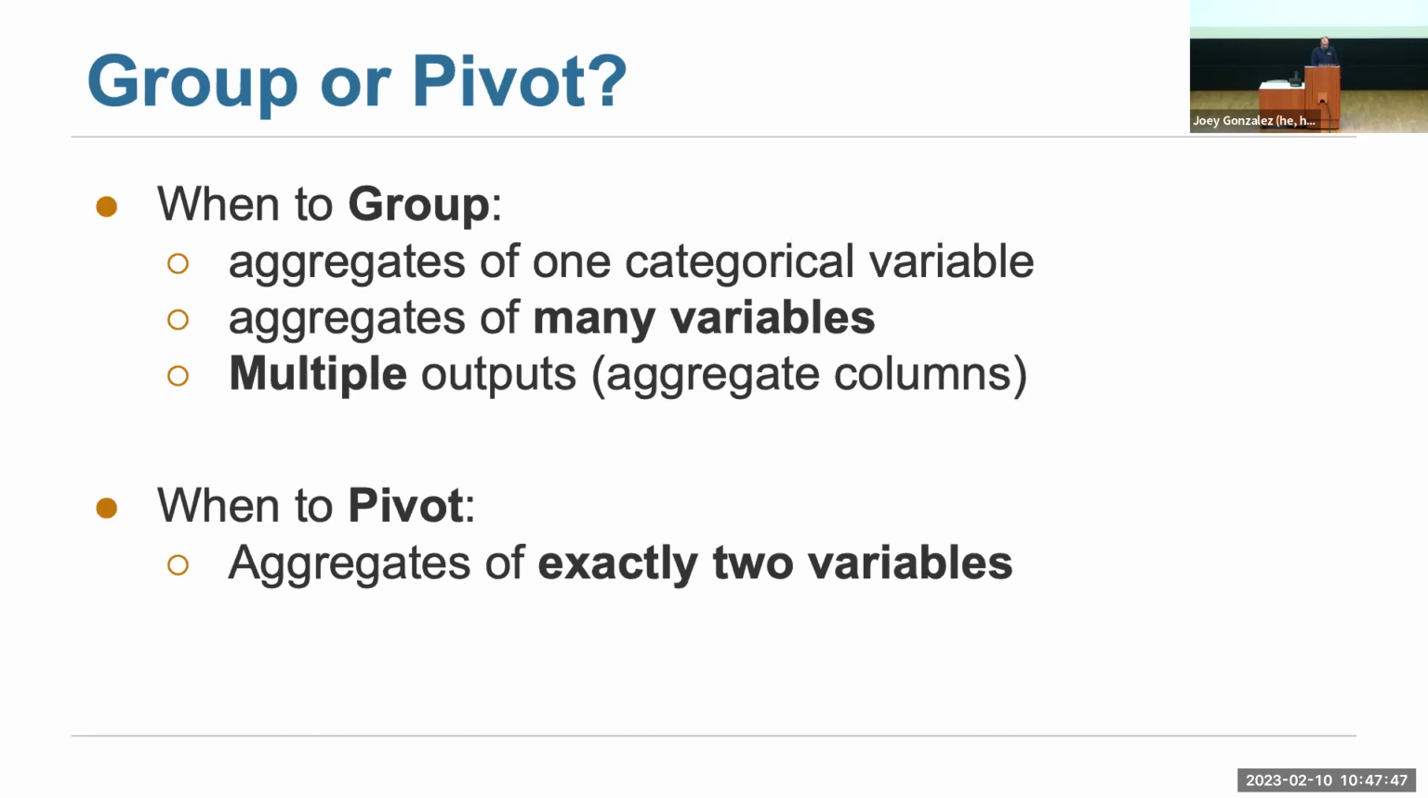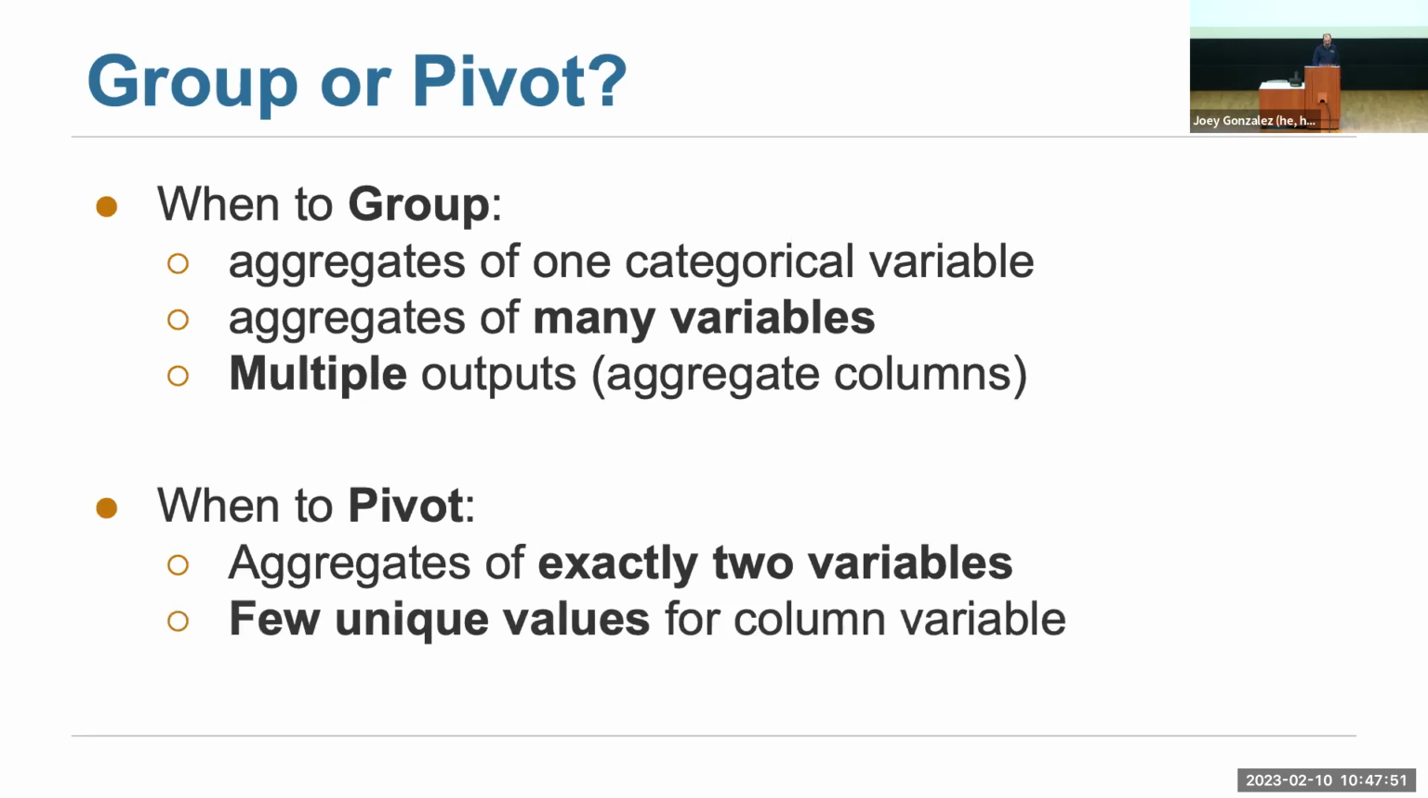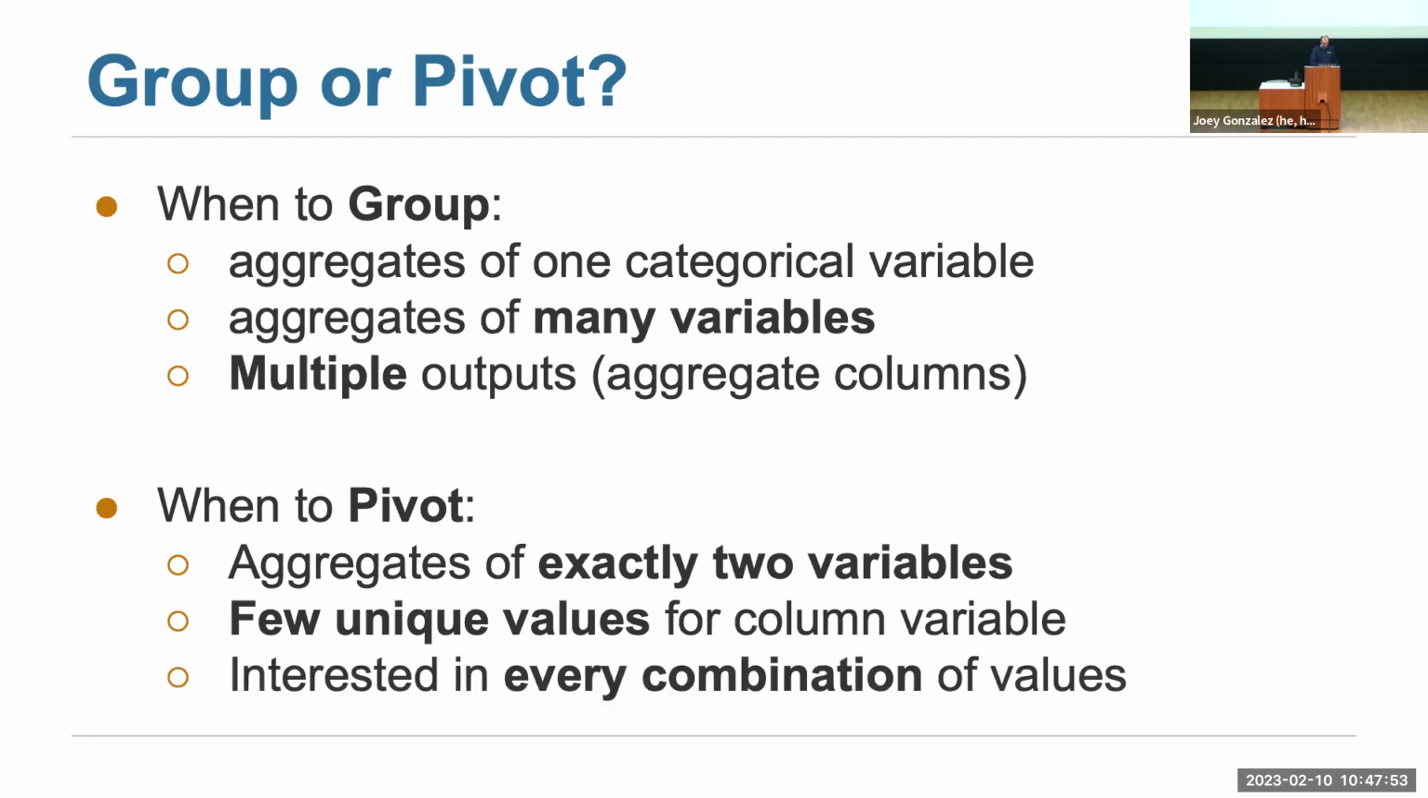When to pivot? Again, exactly two variables, that's pretty important. Few unique values for the column variable, which is what I just said a moment ago. And you're interested in every combination of values. Because remember, group is only going to return rows that correspond to combinations that you do actually have, whereas pivot is going to have a cell for every possible combination. Questions? This is confusing stuff, so it's totally reasonable to have questions right now.